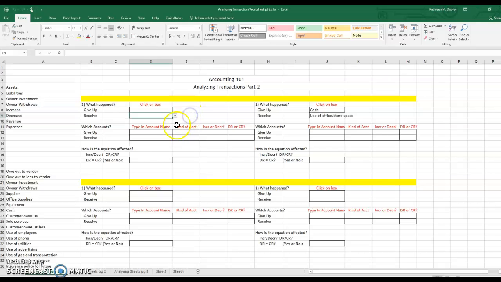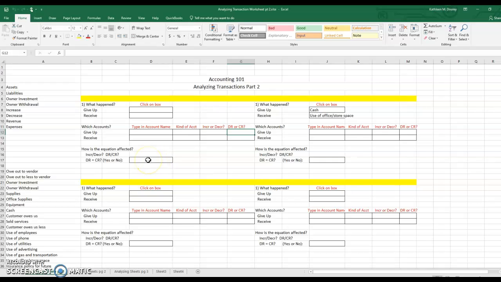Now, because every company has their own chart of accounts, there are no choices there. So you have to actually choose an account name from the chart of accounts that you're using. But the kind of account has a drop down: assets, liabilities, etc., and whether or not it has an increase or decrease. And when you get to debit or credit, there's no drop down there either. So you'll have to type in either DR or CR.